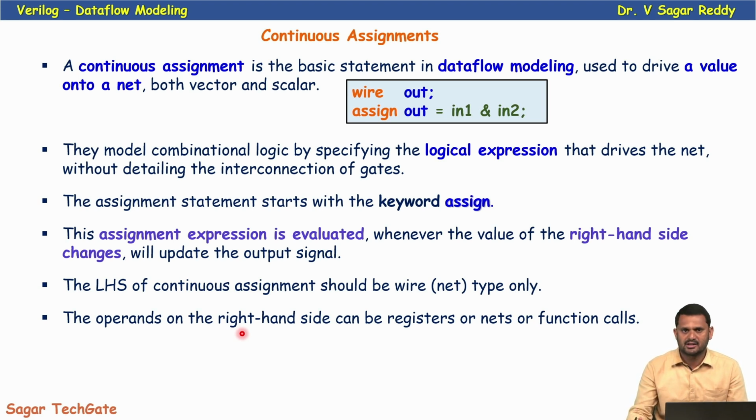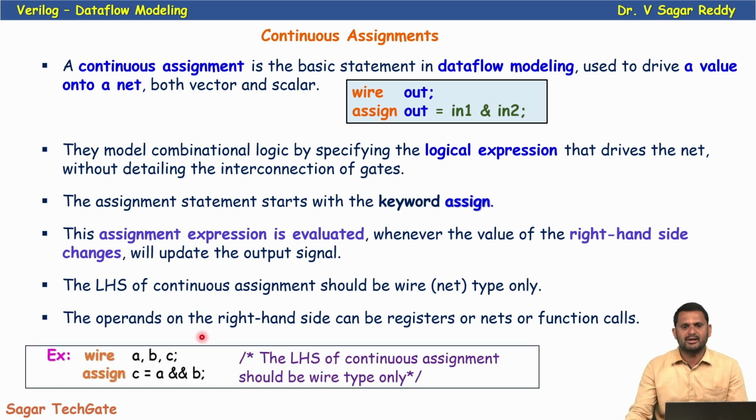What are the different data types from the hardware connection point of view? What is meant by reg? What is meant by wire? When should I use reg and wire? Then you'll get an idea. Now the right hand side operand may be a reg type, a net type, or a function call also. Now see a simple example: wire a, b, c. assign c is equal to a and b. This is a simple AND gate having two inputs a and b. The LHS of a continuous assignment should be wire type only. This c should be wire type only. Remember that point.